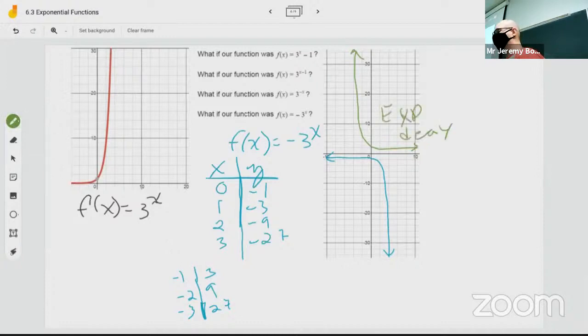But the blue one is not what we call exponential decay. I don't know if there's a name for it. Yeah, I've never heard of it. I mean, it's just an exponential growth function flipped.